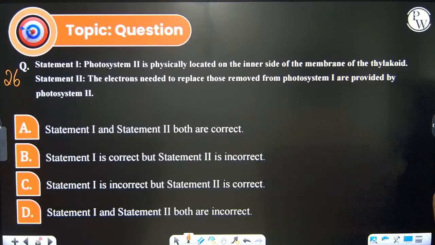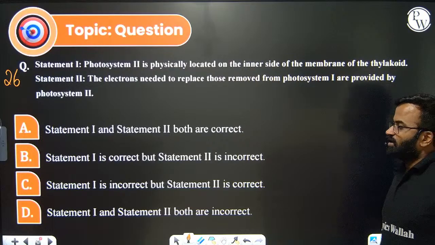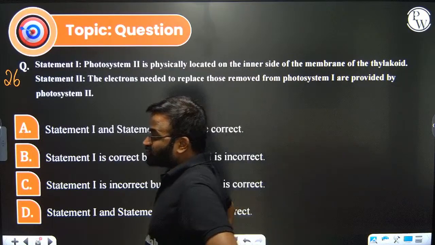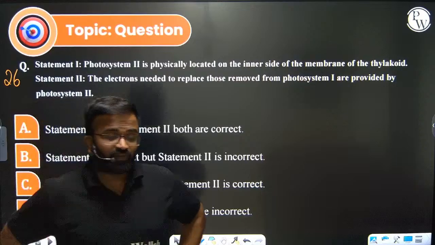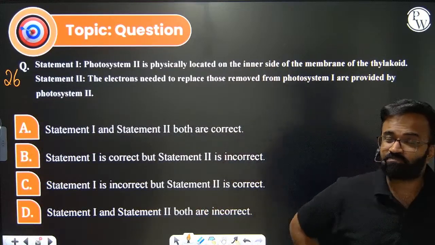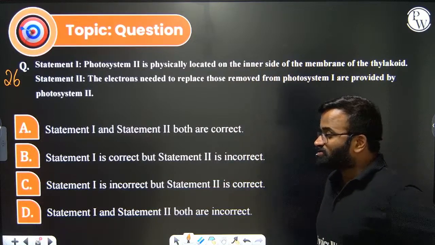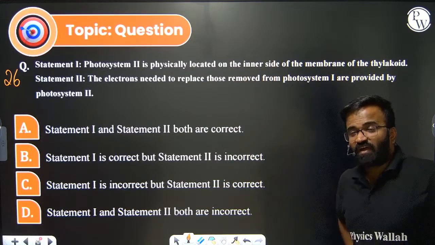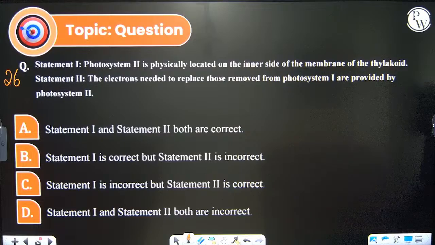So we're done with the assertion reasoning. Now I'm moving on to the statement based questions. And nowadays you are seeing in your grand tests there are multiple statement based questions. So you need to read fast and precisely as well. Let's read the statement. What is the first statement saying?